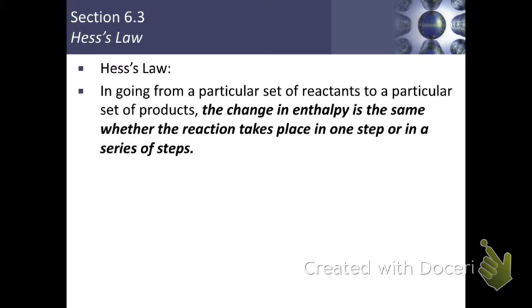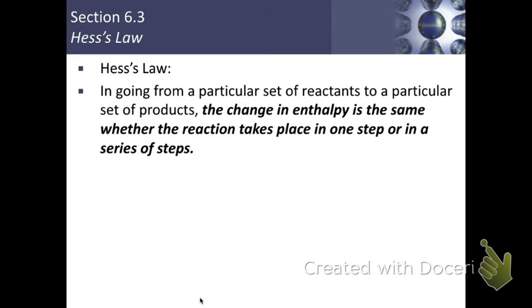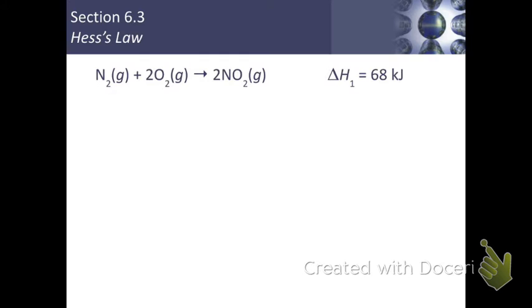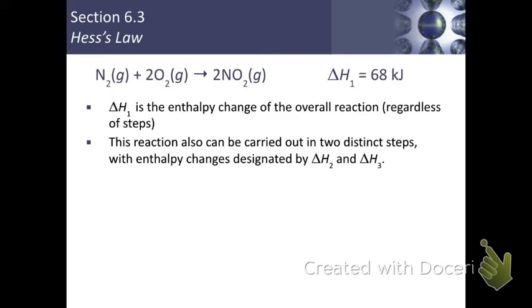Let's jump in with examples. There's not really much theory to teach with this. There are no new equations. Delta H with a subscript 1 is the enthalpy of the overall reaction. That would be the enthalpy that we've been given in one of the problems so far.